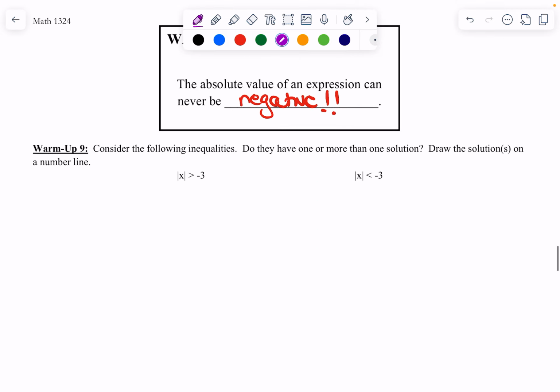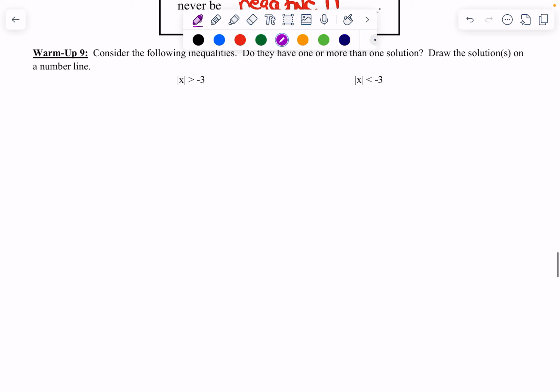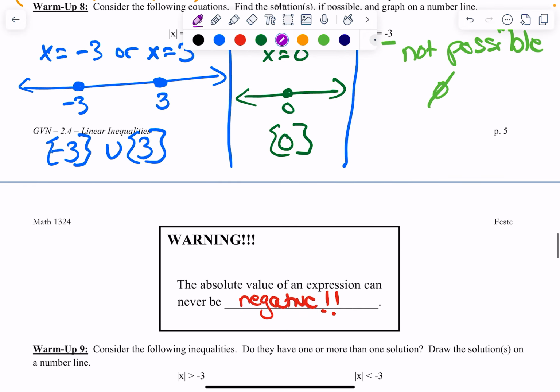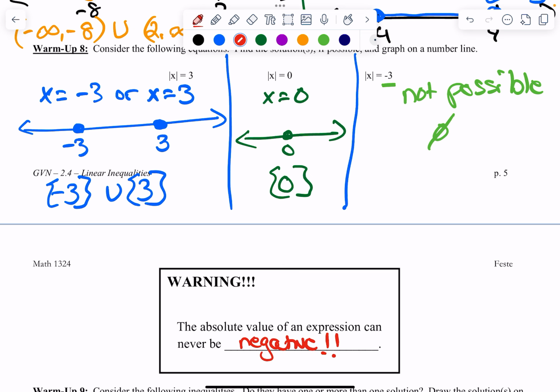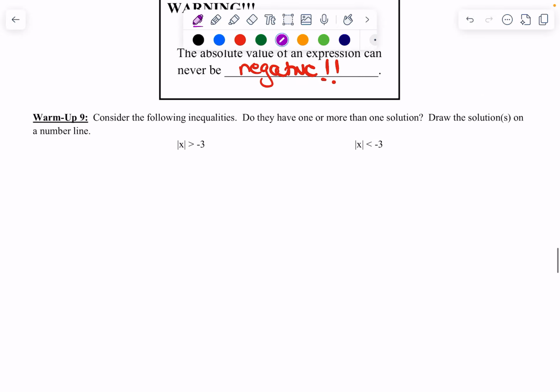Okay. Next one. Consider the following inequalities. Do they have one or more than one solution? Draw the solution on a number line. Absolute value of x is greater than -3. Now, notice the difference here. This is an inequality where here this was an equal sign. So we cannot have a number that is equal to a negative. Inequality, yes, we can have that.